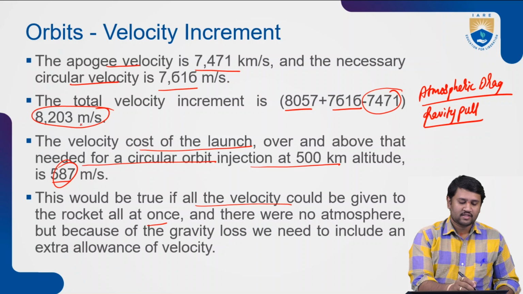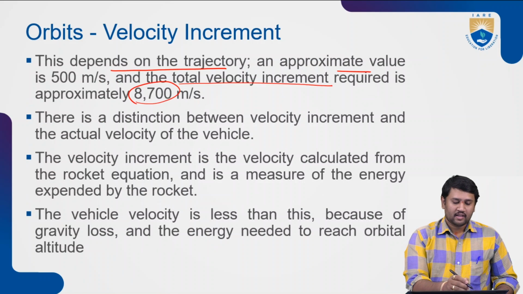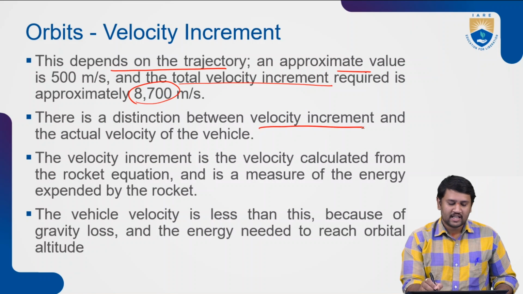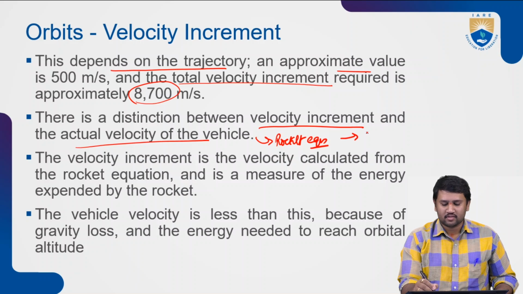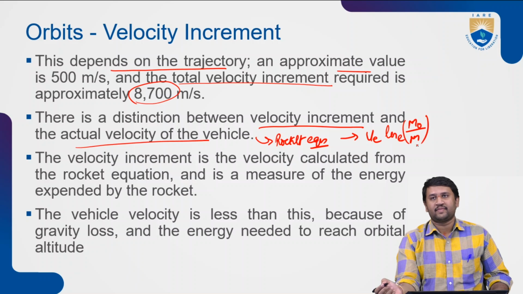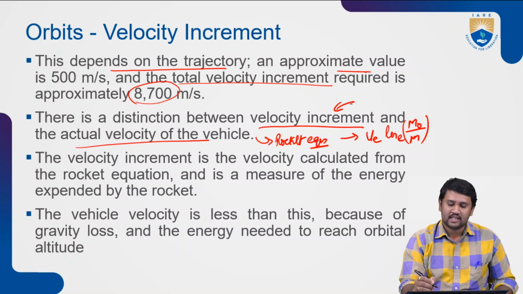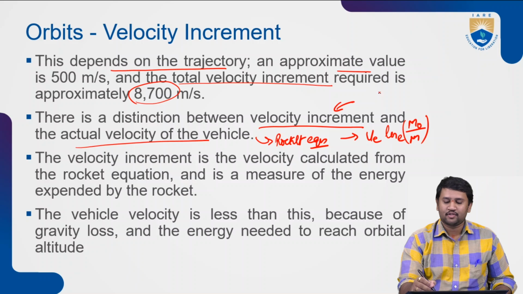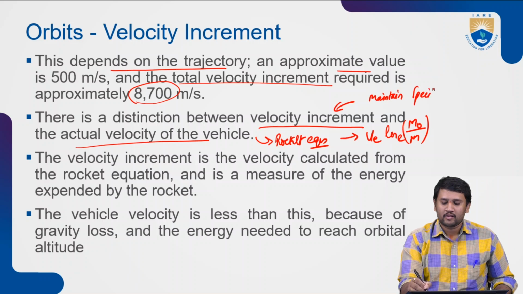And what is the total velocity increment? 8200. Now, there is a distinction between a velocity increment and the actual velocity of the vehicle. The actual velocity of the vehicle can be calculated using the rocket equation, which shows the velocity of exhaust gases times the natural logarithm of initial mass by final mass. The velocity increment is nothing but the additional velocity that is needed to maintain the specified orbit.